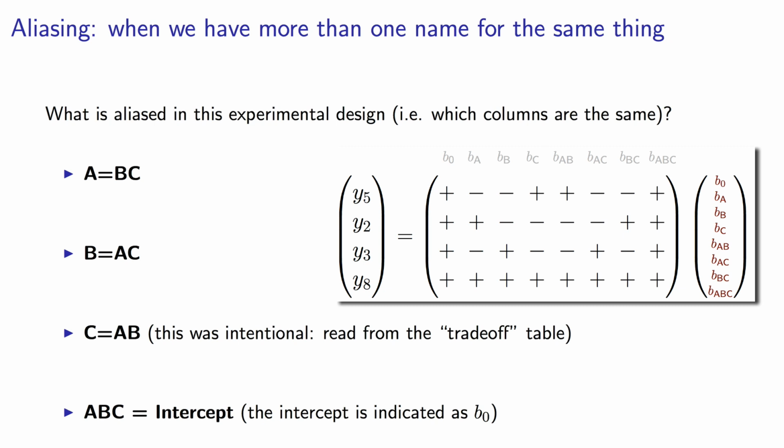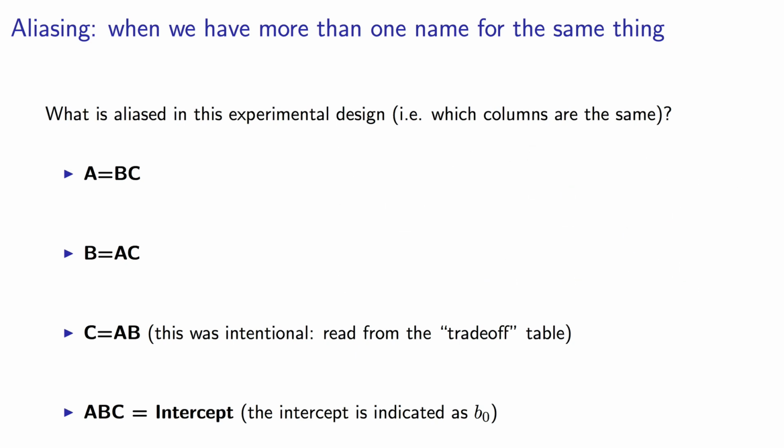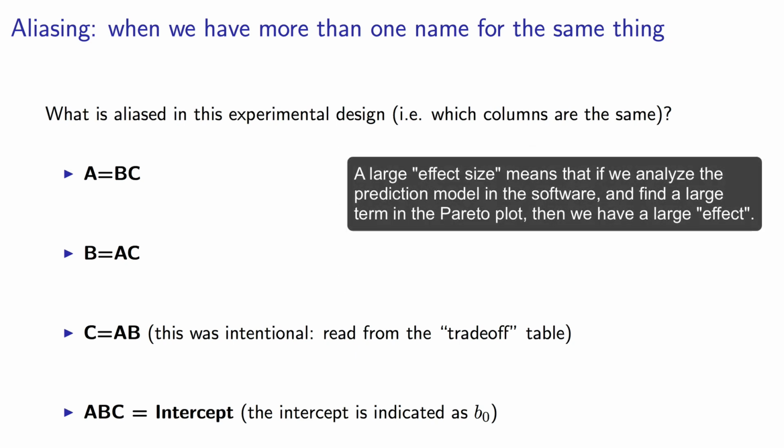Now, when I talked about not being able to distinguish between A and the BC interaction, or not being able to tell their columns apart, that is a consequence of aliasing. The effects of A and the effects of the BC interaction are aliased or mixed up with each other. So if there's a large effect size, it might be due to A, or it might be due to the BC two-factor interaction. We won't know until we run more experiments.